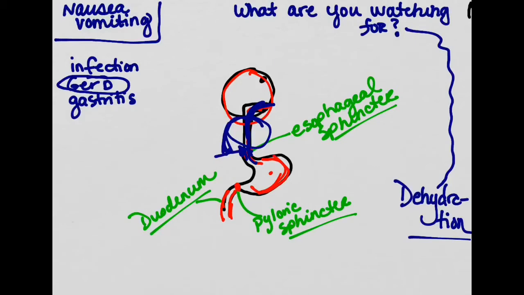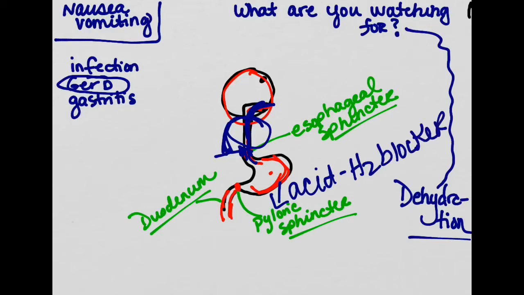So make sure you understand the difference between the two, which is the H2 blockers decrease the acid production. So that's your H2 blockers. And then the proton pump inhibitors, think about the proton pumps that you have in your stomach, and those are shutting down the proton pumps that produce the acid. So understand the difference between the two.